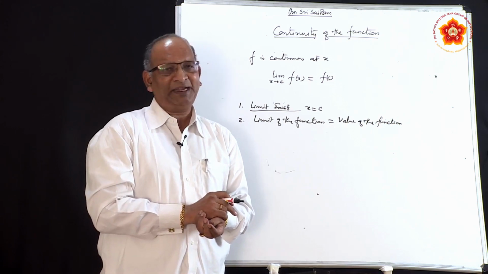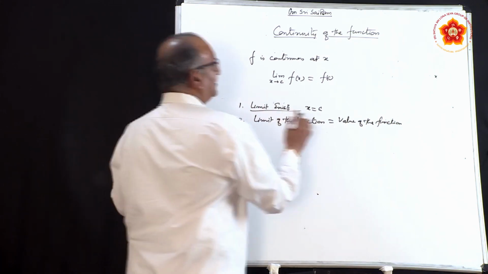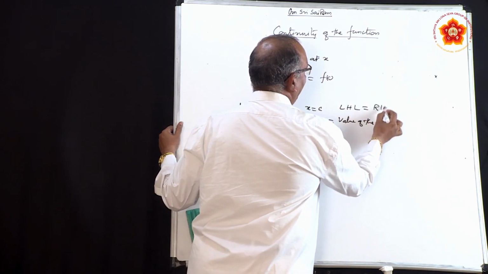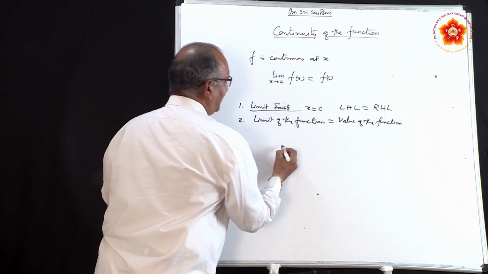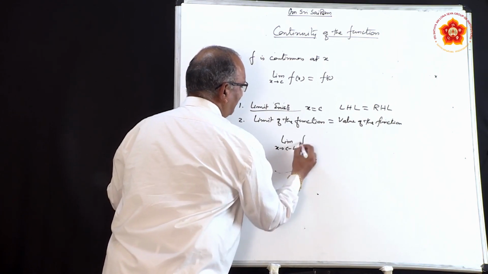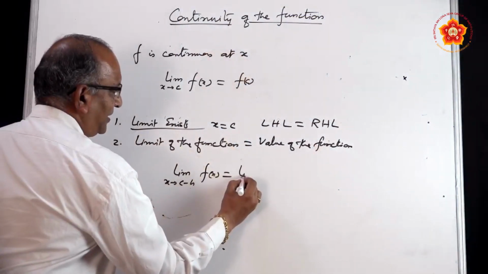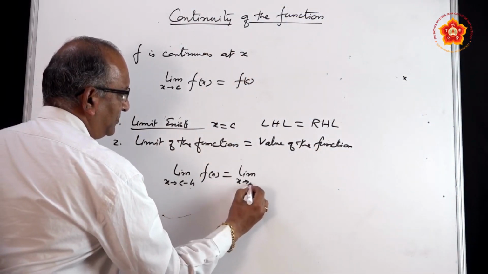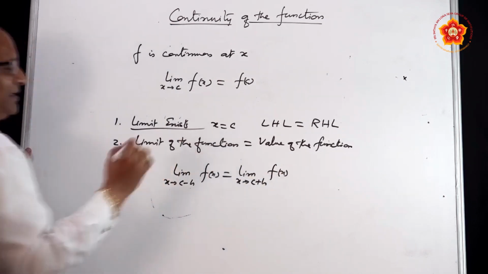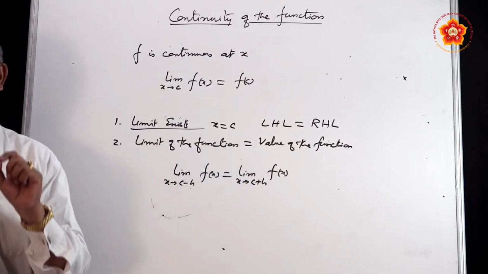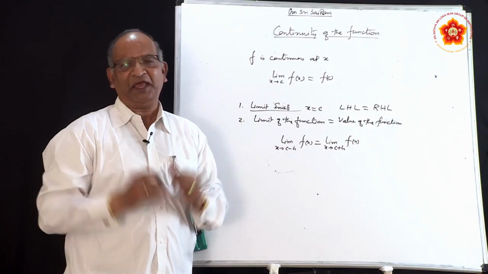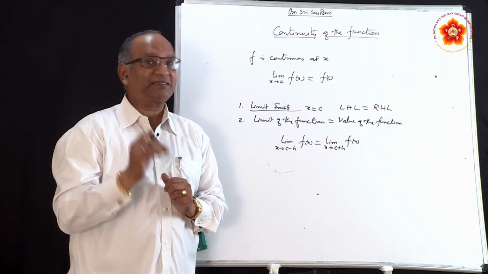So how do you prove the limit exists? For the first one, the left hand limit should be equal to the right hand limit. How do you write the left hand limit? We write limit x tending to c minus h of f of x is equal to limit x tending to c plus h of f of x. Remember, this h is a very small number, 0.0001, something like that, very small, but it makes a difference.